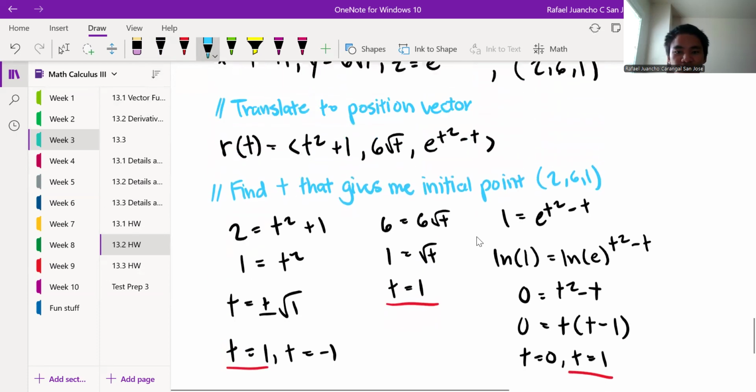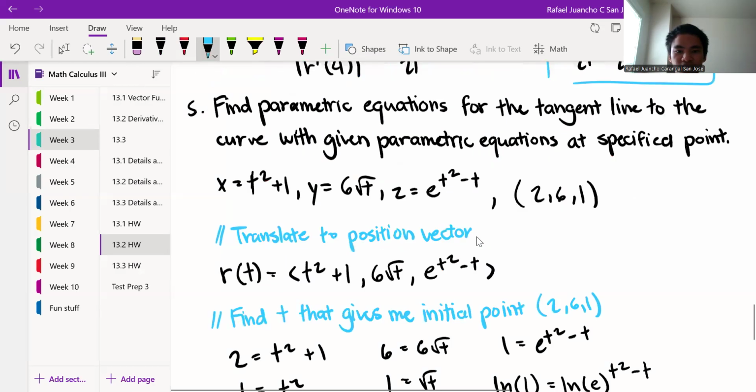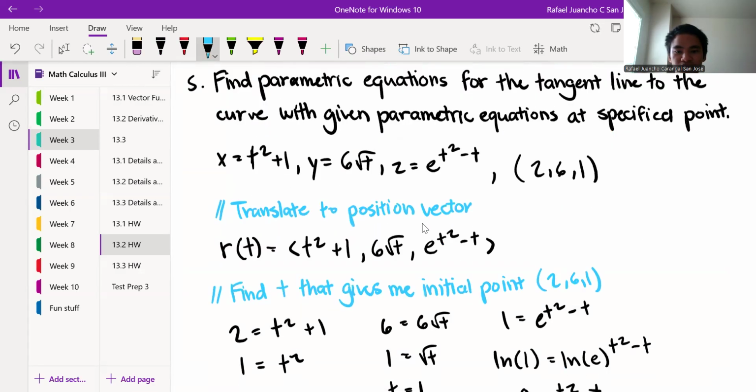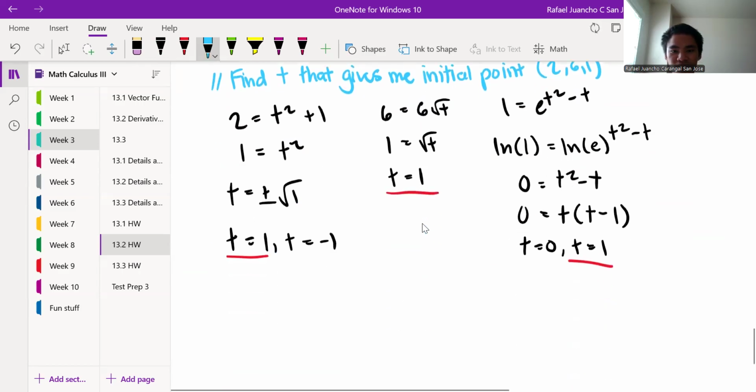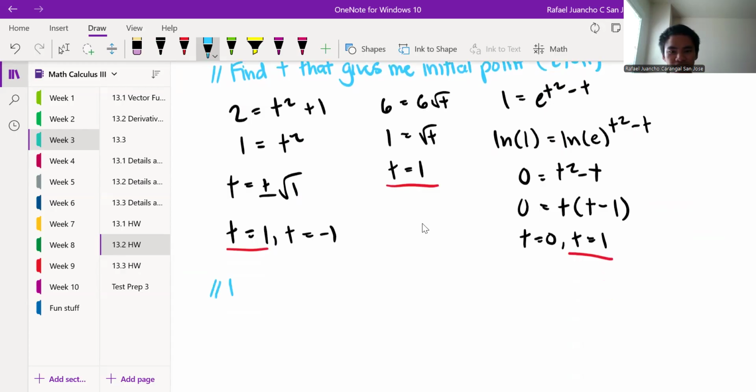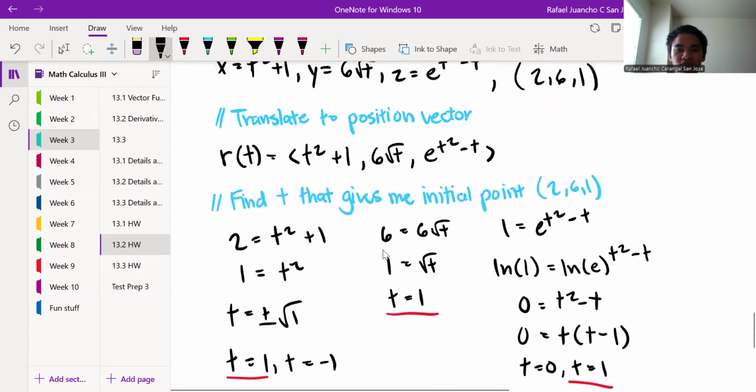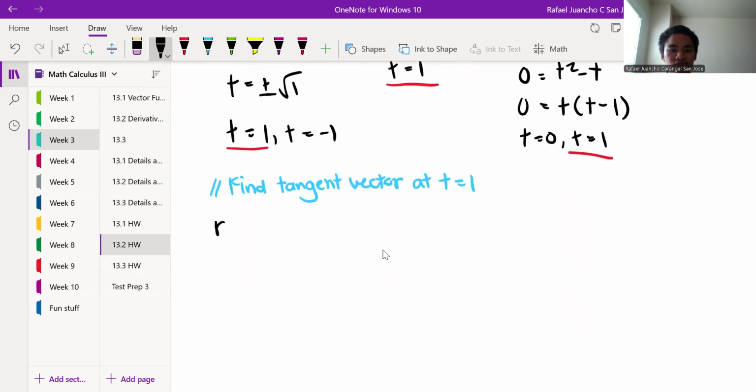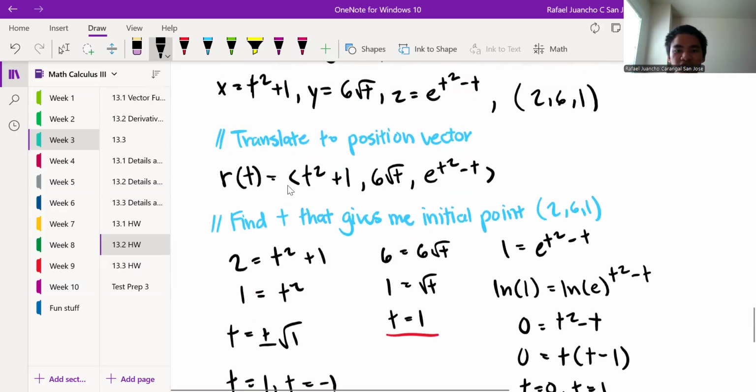Great, now we found that. Now we know t equals 1 works. Well, now I need to find the tangent vector at that point. So I need to find what speed it's at, or what's the tangent vector, specifically at t equals 1. And so first to find the tangent vector, well, I have to take derivatives. So r prime of t. So I have to take derivatives of all components here.